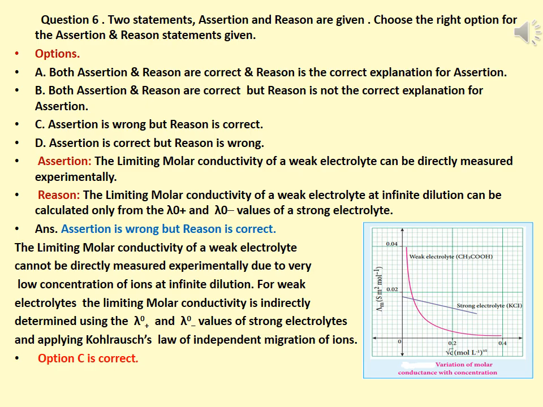So for weak electrolyte, if you look at the graph, it goes almost parallel to the molar conductivity axis. Therefore, experimentally, it is not possible to find out the limiting molar conductivity of a weak electrolyte. It can only be determined from the lambda naught plus and lambda naught minus values of strong electrolytes using the correct cation and anion present in the weak electrolyte.